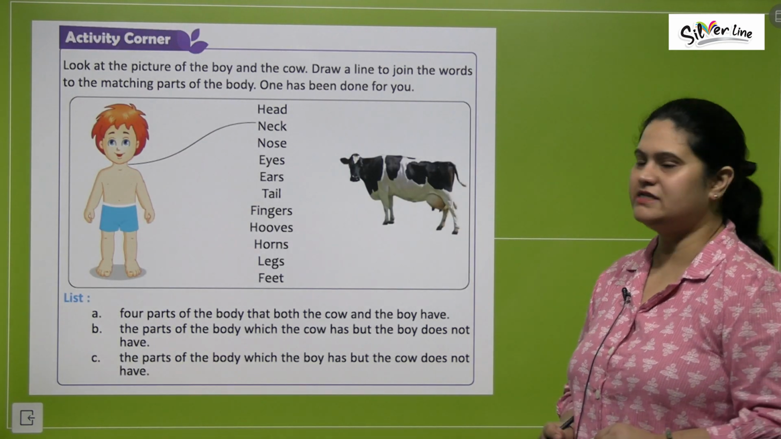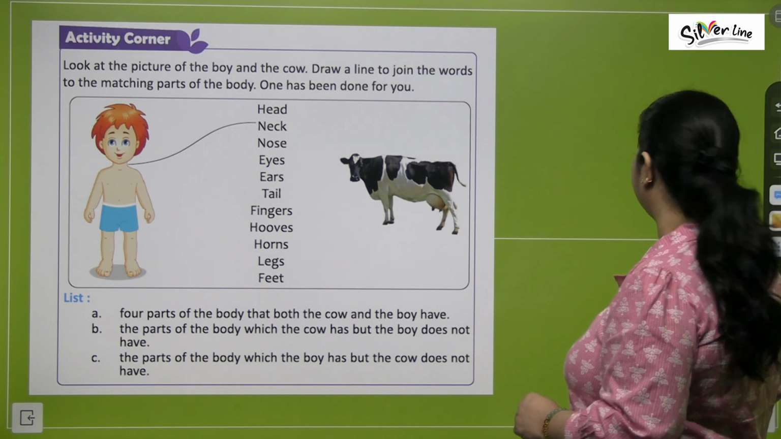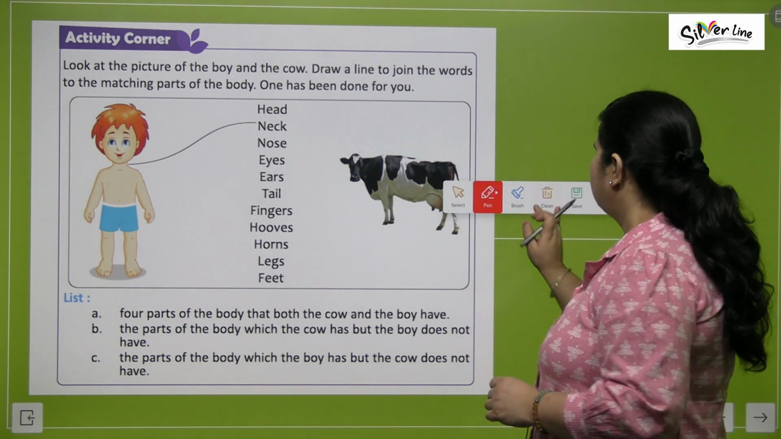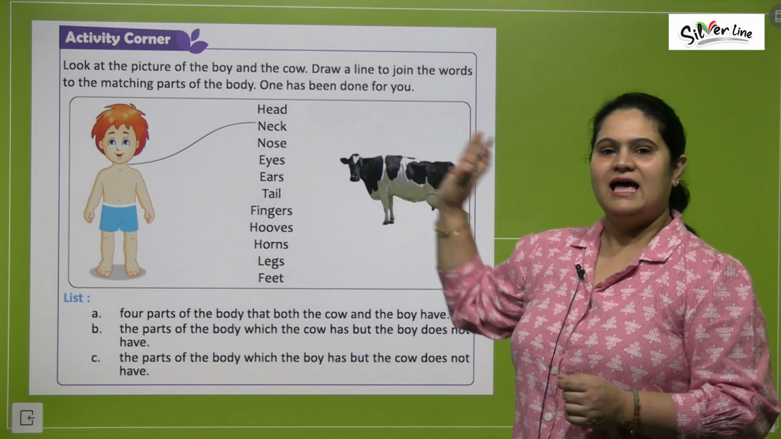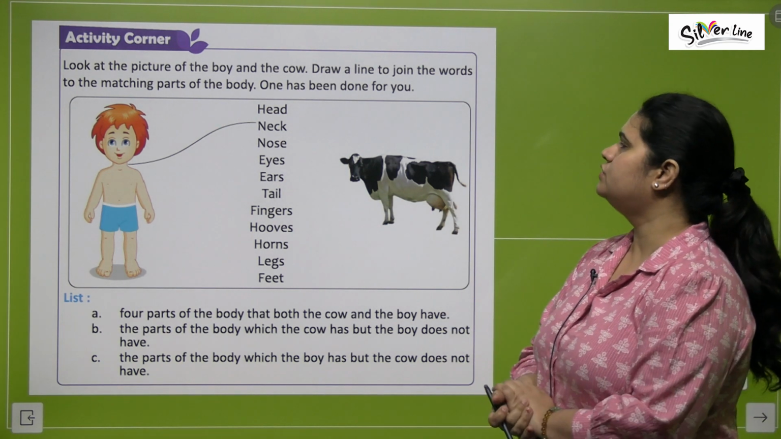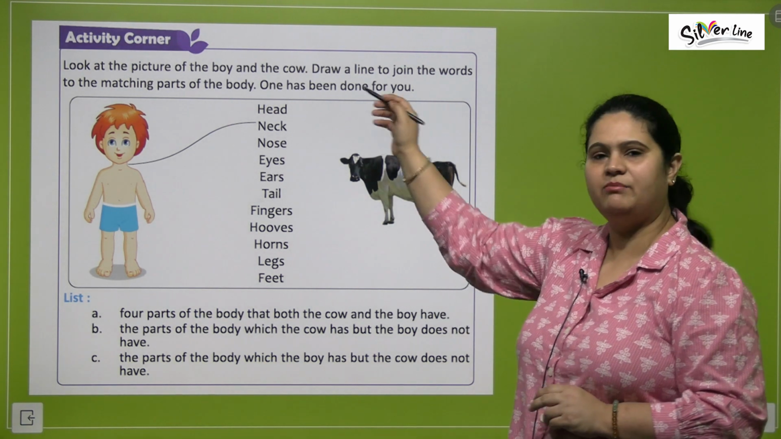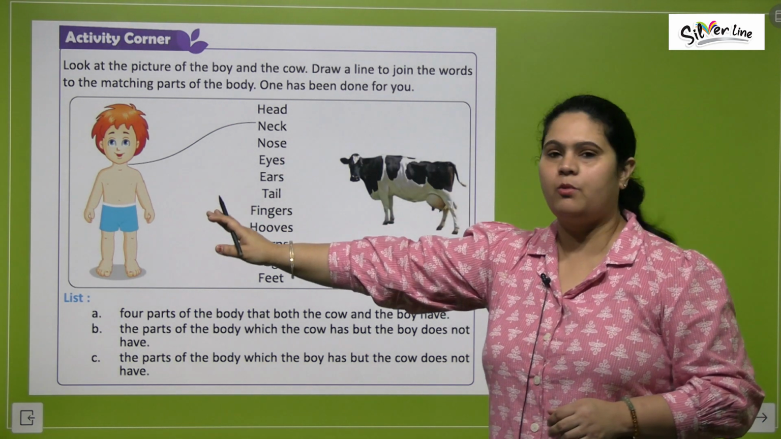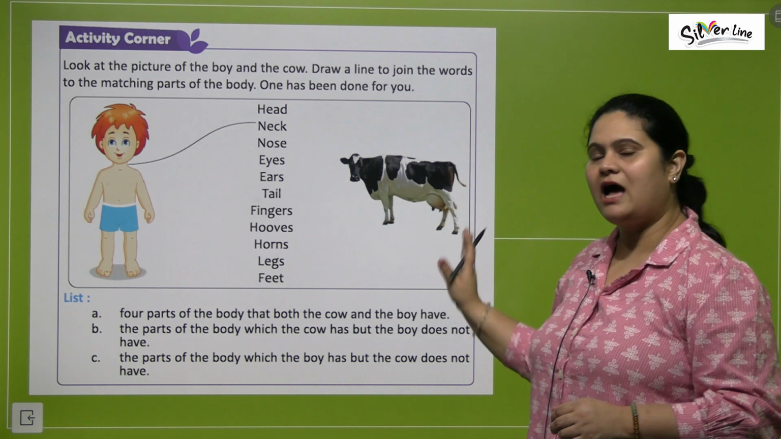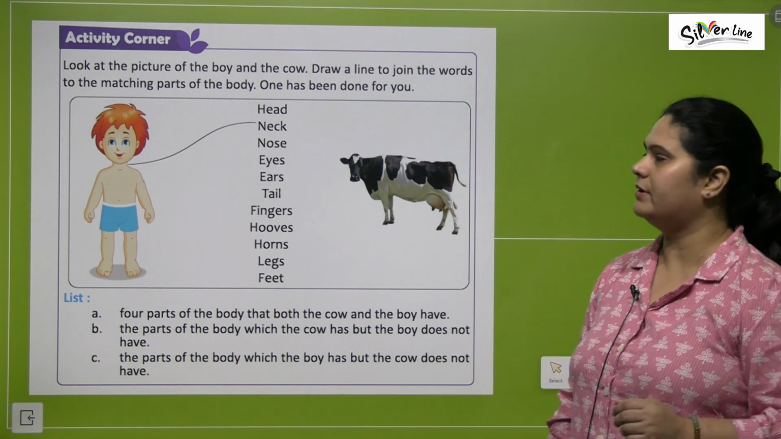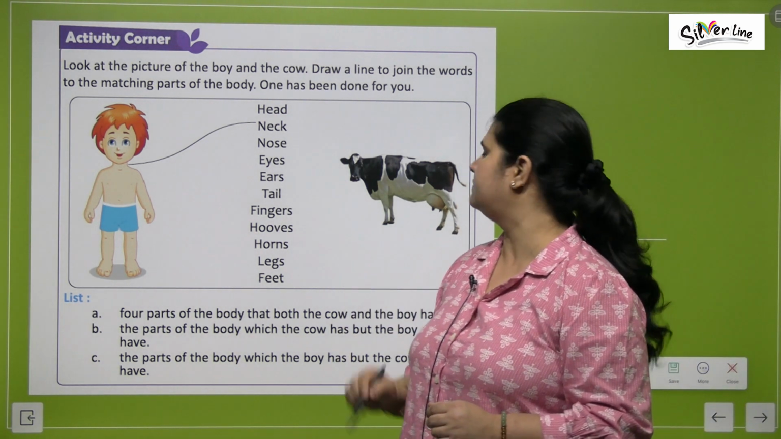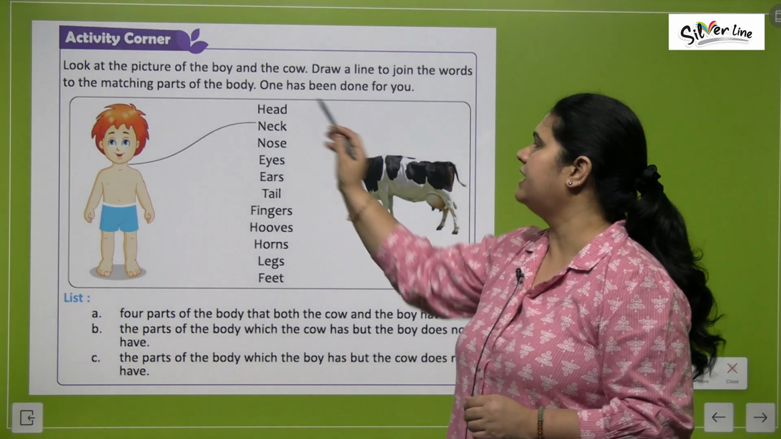Now a small activity corner is there for you children. Let's look at the picture of the boy and the cow. Draw a line to join the words to the matching parts of the body. यहाँ कुछ body parts के name given है. We'll match them to the boy's body and to the cow's body and then answer these questions. So one has been already done for us. Let's find out.